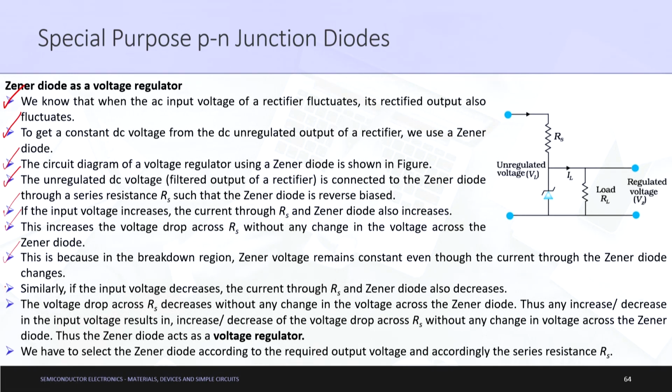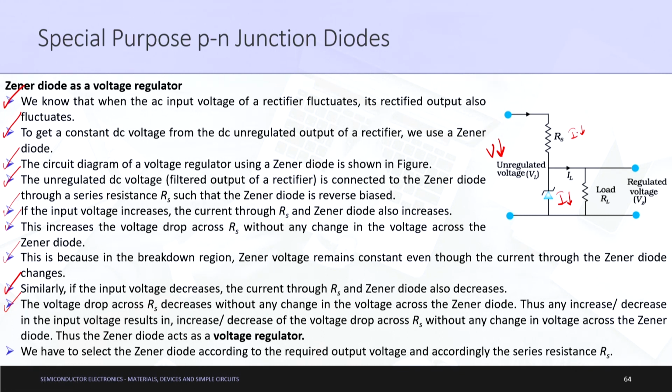Fine. So, similarly if the input voltage decreases, the current through RS and Zener diode also decreases. So, current here also decreases, here also decreases. The voltage drop across RS decreases without any change in the voltage across Zener diode.